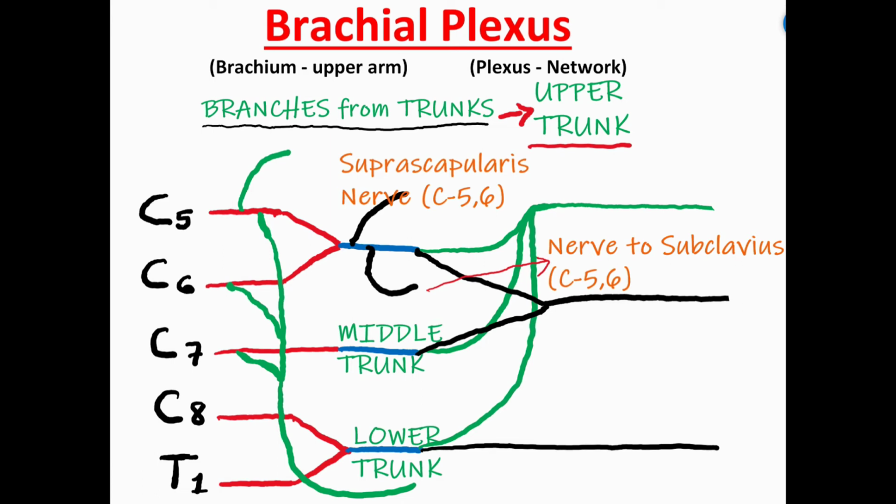Now, as I told you, you need to remember the roots also. As you can see, the upper trunk is formed by C5, C6. So the branches will also have the same root value as the trunk. The suprascapular nerve and the nerve to subclavius will also have the nerve root of C5, C6. See? So easy to remember.